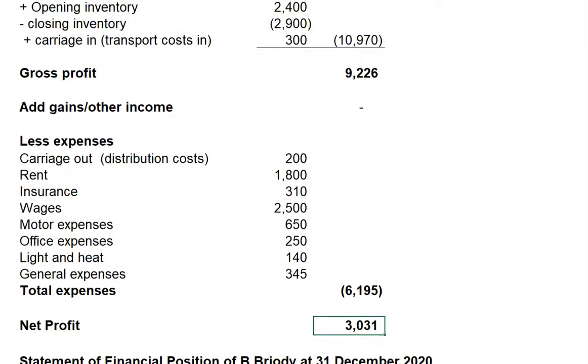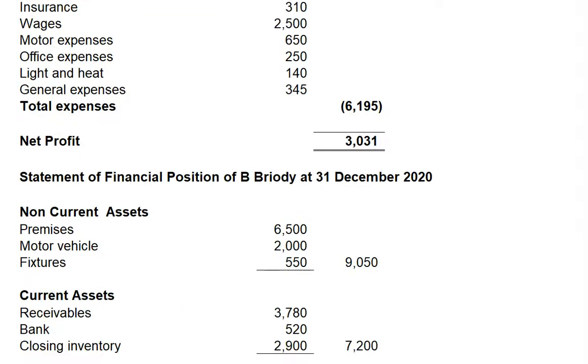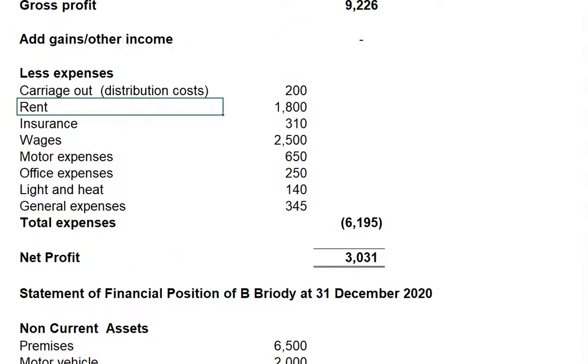So there's the income statement: sales, gets reduced for any sales return, but sales less cost of sales gives you gross profit. Add other income and less your expenses, and you end up with a net profit of 3031.